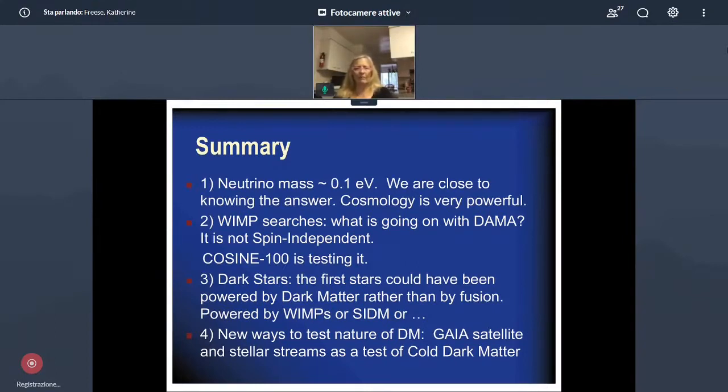Then dark stars: the very first stars in the history of the universe could have been powered by dark matter rather than by fusion. That could be WIMPs or self-interacting dark matter or who knows what. Similar subject, I didn't put it in the summary because it's so new: the idea that dark matter heating could stop pair instability supernovae and contribute towards explaining the black hole mass gap seen by LIGO. That's interesting. And new ways to test the nature of dark matter: the Gaia satellite will help us to learn about the dynamics of the dark matter in the halo.